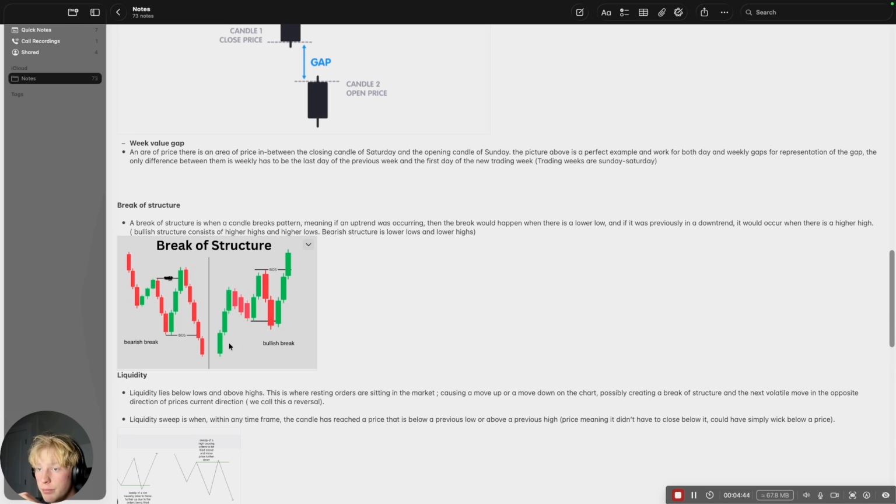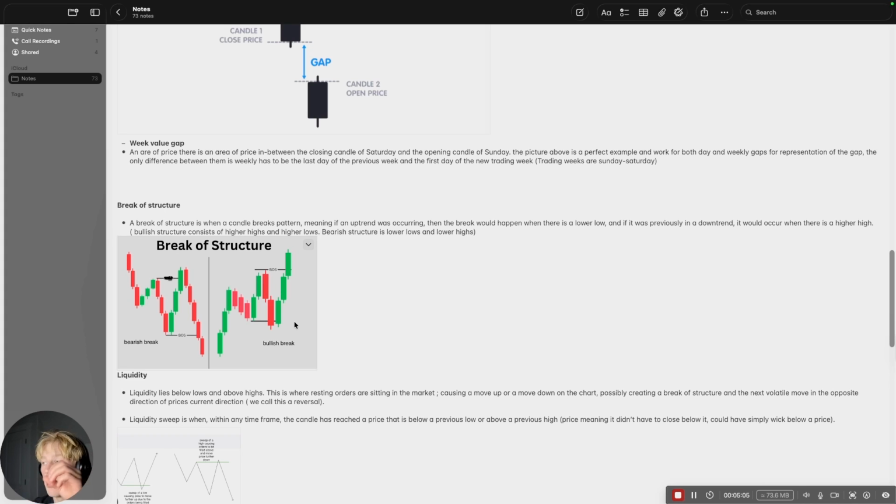bullishly here. We have a high, a low, a higher high, okay? And then we have a lower low here. Sorry, this is actually a bearish break. I don't know why this example is showing it vice versa, but this is a bearish break because we now have a body closure below this low, which makes it a lower low.